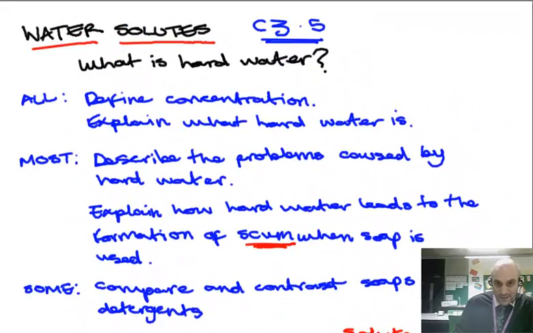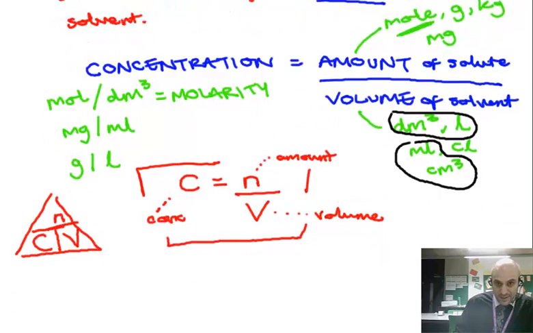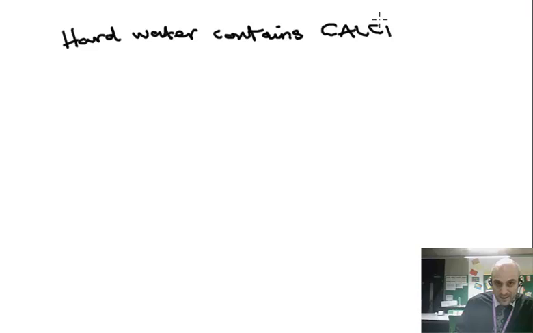Next up, explain what hard water is. London is a region that contains a lot of hard water. Hard water is water that contains calcium ions, Ca2+, more principally, and/or magnesium ions.